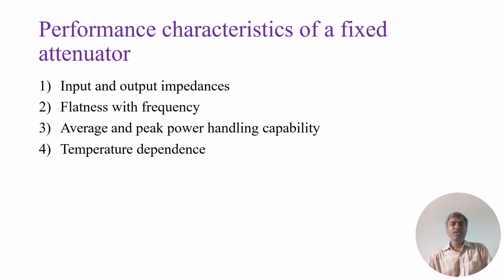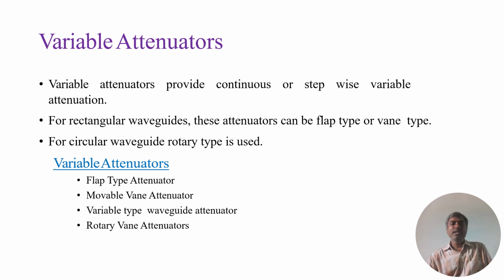Some of the important performance characteristics of fixed type attenuators are input and output impedances, flatness with frequency, that means the amount of attenuation does not change with the frequency, average and peak power handling capability, and finally temperature dependence, that means irrespective of the variation in temperature, the attenuator must provide a constant level of attenuation. The variable attenuators can provide continuous or stepwise variable amounts of attenuation.